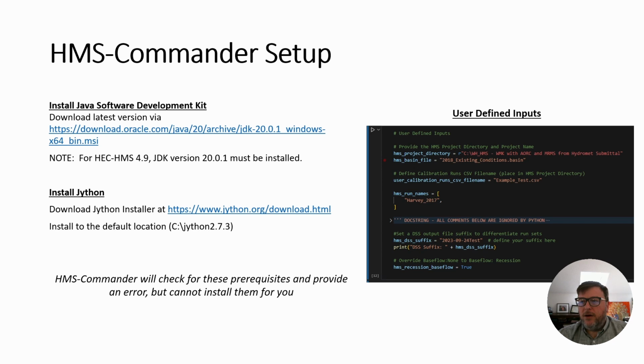So just a little bit of setup here. To be able to set up HMS-Commander, you need to install the Java Software Development Kit. This is an accompaniment to Jython, which is the Java Python interface that is used to run HEC-HMS. You need to download the Jython installer and install it to the default location. You also need to have the Java Software Development Kit, otherwise HMS won't run. And you also need to provide that specific version for whatever reason, the 20.0.1. As long as you have these prerequisites, everything else should be handled internally, and we're going to show that in a demonstration here in a second.